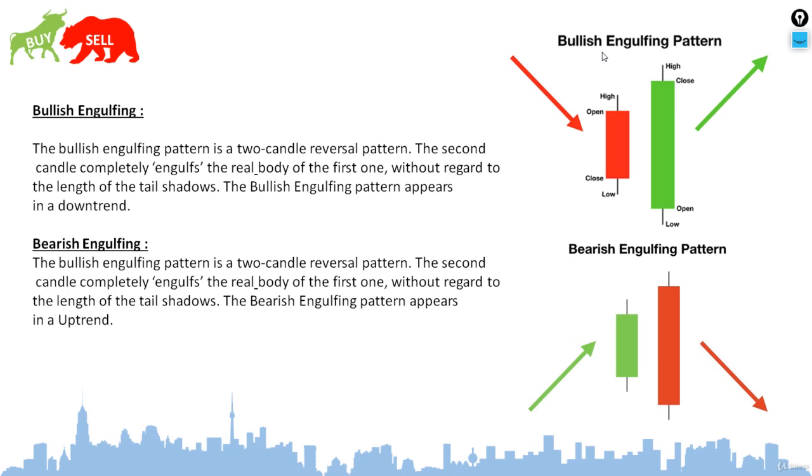So, bullish engulfing. The bullish engulfing pattern is a two-candle reversal pattern. The second candle completely engulfs the real body of the first one, without regard to the length of the tail shadows. The bullish engulfing pattern appears in a downtrend. So this is the bullish engulfing pattern. We have here a candlestick, and the next candlestick will engulf the entire body of the previous candlestick. This is what we call a bullish engulfing, and it is usually a signal of trend reversal.